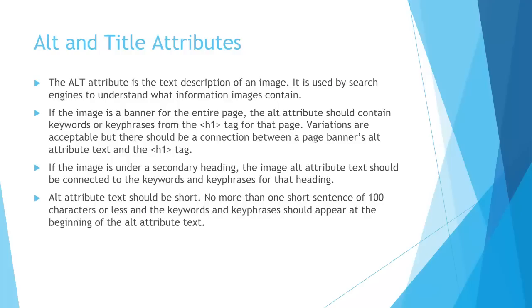Alt attribute text needs to be short also. Generally speaking, your alt text should really be just one short sentence, no more than about 100 characters. The shorter, more concise, the better. And the keywords and key phrases should appear as close to the beginning of the alt attribute text as possible. You shouldn't wait until the end of the text to include your keywords and key phrases. The important ones that you're trying to highlight should come first.